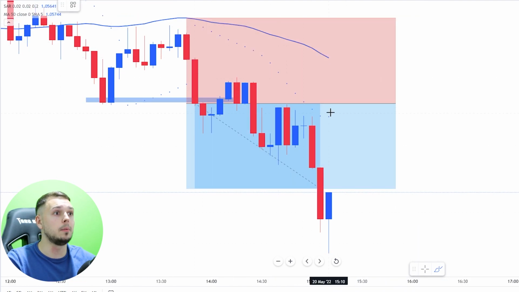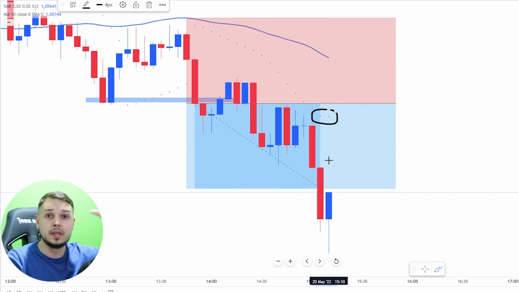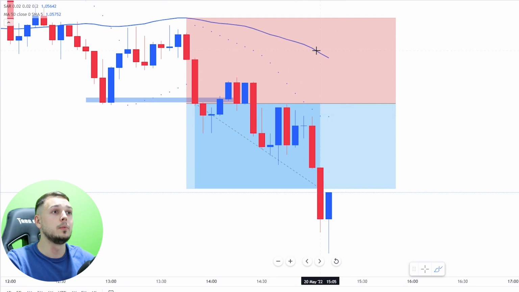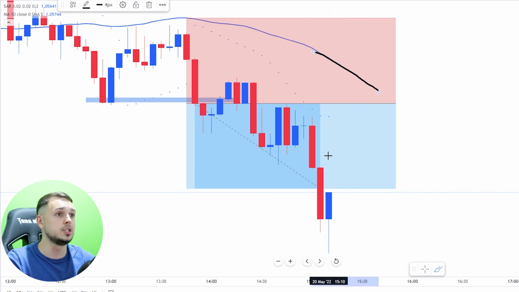And look at this, our Parabolic SAR indicator was always over here above the candlestick. This would have been telling you and confirming you that the trend is still towards the downside. The momentum is not changing anytime soon. We can see the same thing with the moving averages as well.